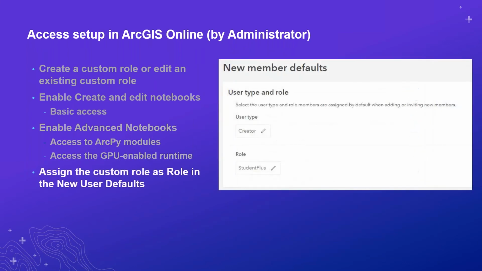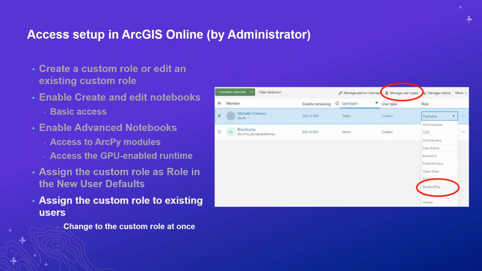Once you set it up, save those changes and assign that custom role as the default role in your new user defaults. So any new member to your organization will automatically get that access to ArcGIS Notebooks. If this is a new custom role, you may want to apply it to the existing users. So you can just select all your existing users, click manage user role, and change the user role to the custom role all at once.